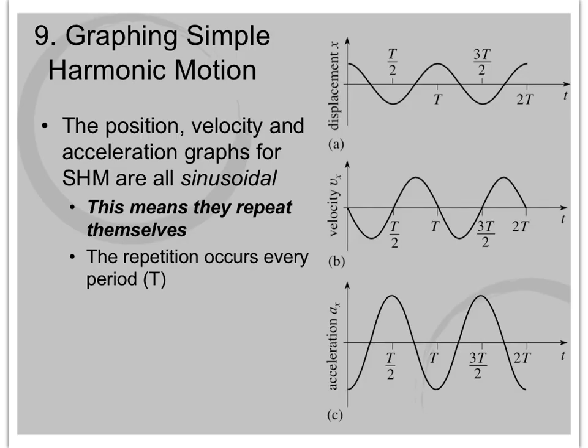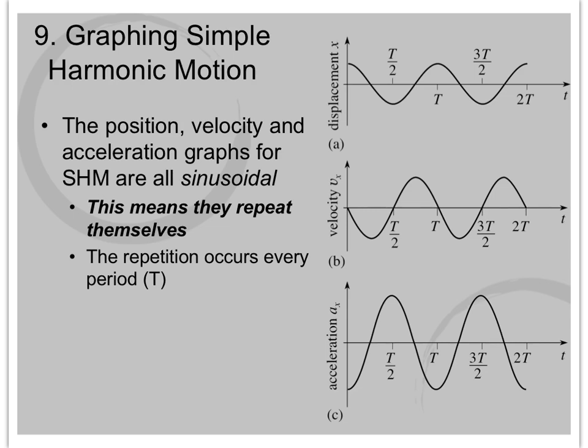All right, moving on to the next and final piece of simple harmonic motion. We're going to talk some about graphing with simple harmonic motion. And so what we end up having with that is, if we look here, we have the position, velocity, and acceleration versus time graphs for simple harmonic motion. And what we see is they're all sinusoidal.